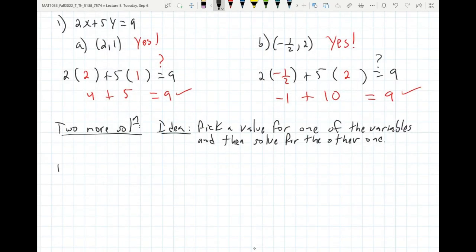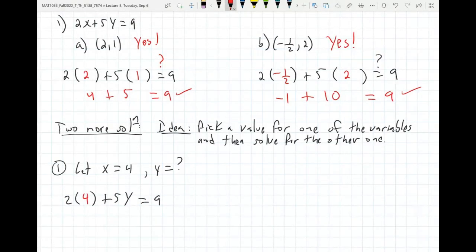All right, so let's see. For the first one, what value would you pick for x? 4. Okay, so let x be equal to 4. Then all we need to do is figure out what's the y that we need. So I'm going to put 4. I don't have a y, so I'm going to keep it like that. All I did was, whatever x was, I put a 4, and now my job is to figure out what y has to be so that this makes sense. Do you understand this? Okay, let's do it.